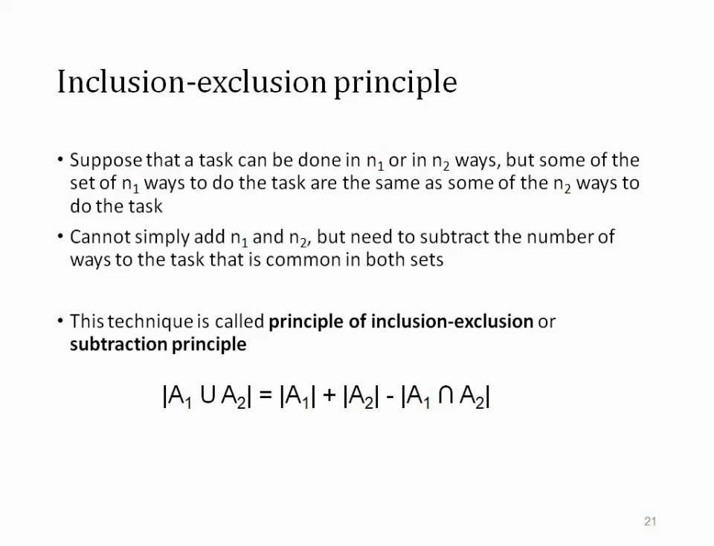When you have common ways of doing A1 and A2, first you add the cardinality of A1 and the cardinality of A2, and subtract the common ways from that, so A1 intersection A2. This is the inclusion exclusion principle. We have seen this in set theory and also in Venn diagram representation.